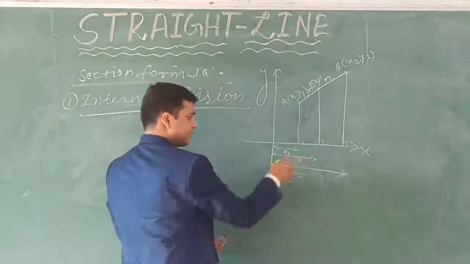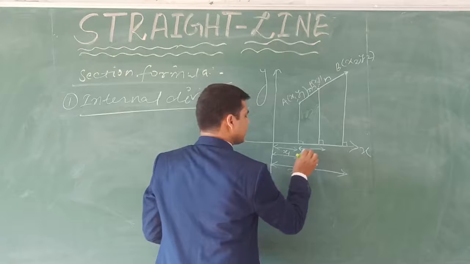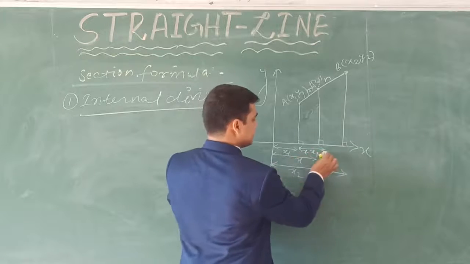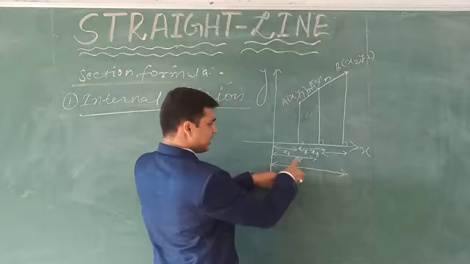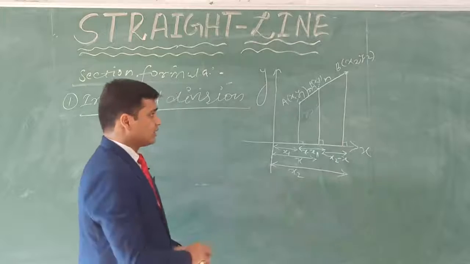Now can we find this? Yes, it's very simple. What will we do? Simply, x2 minus x minus x1. Okay. Now what is this distance? This distance is x2 minus this x. x2 minus x. Okay.